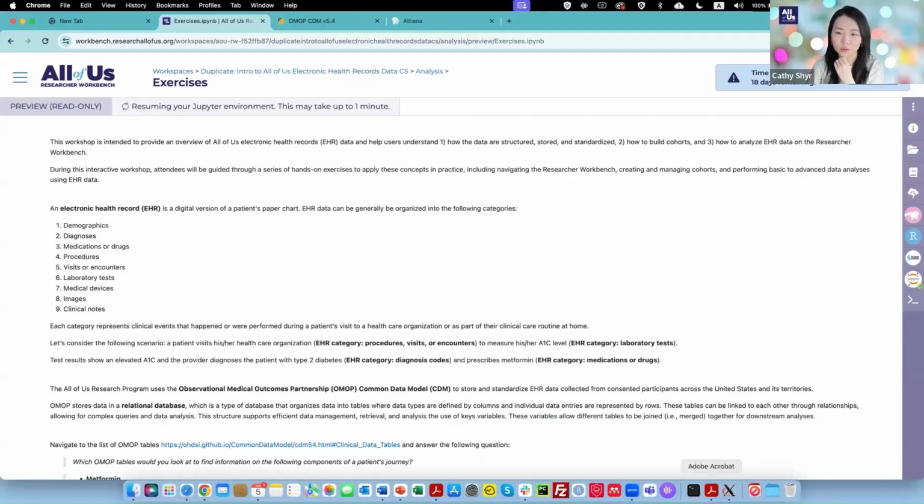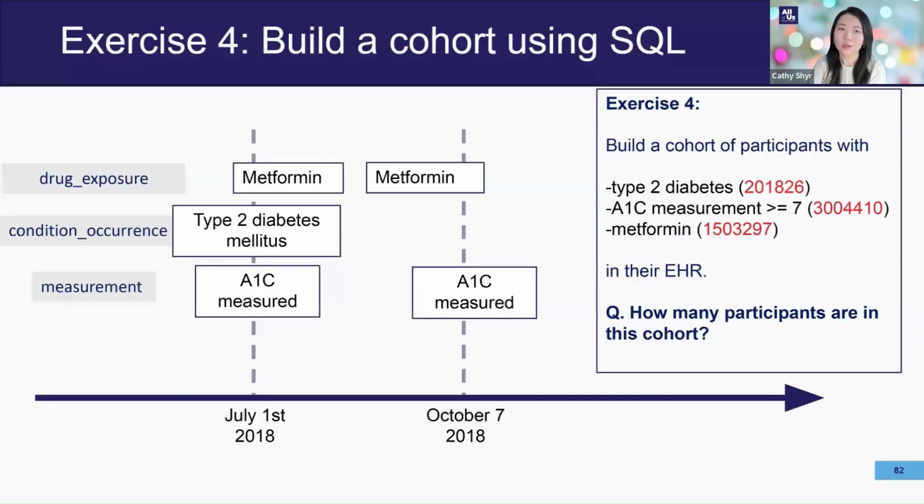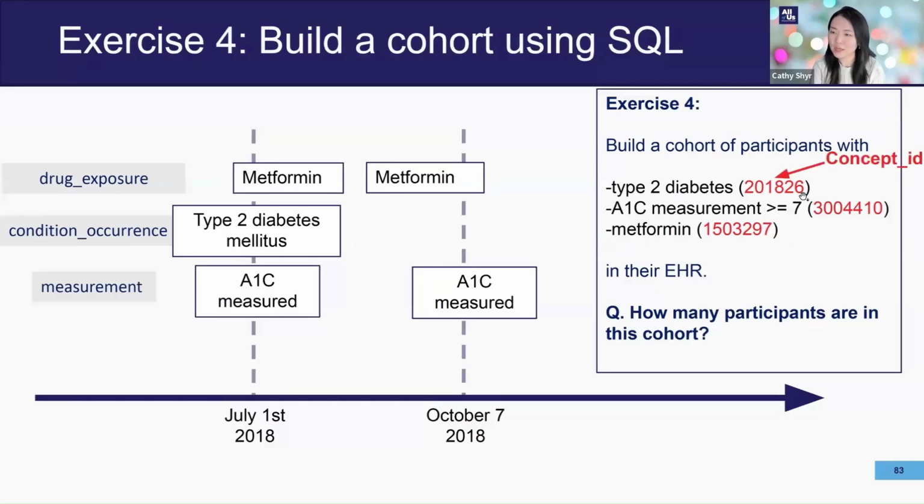And I will go back to the slides. All right, so now for exercise 4, we're going to practice building a cohort using SQL. Specifically, we want to build a cohort of participants with type 2 diabetes, A1C measurement greater than or equal to 7, and metformin in their EHR. In the red here in the parentheses, I put the standard concept IDs. The question that we want to answer is how many participants are in this cohort?